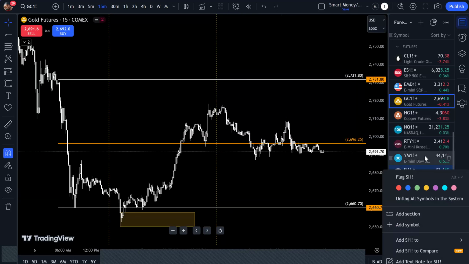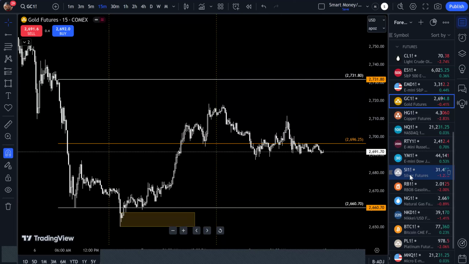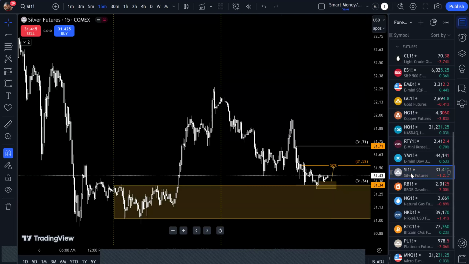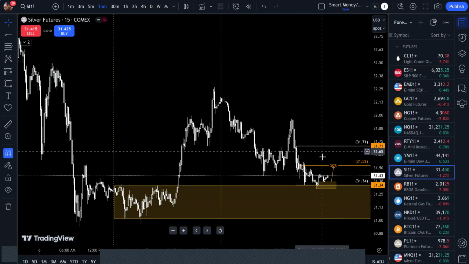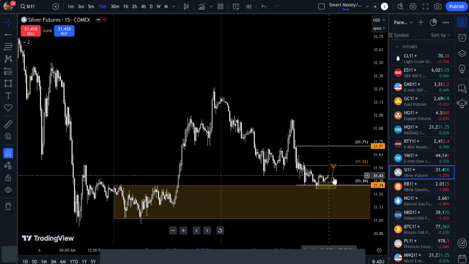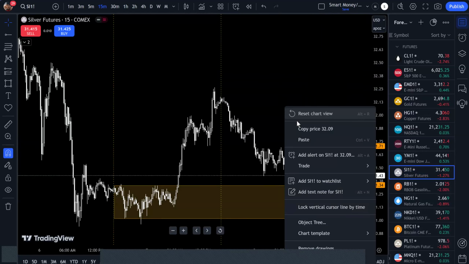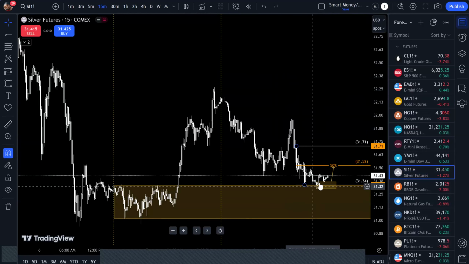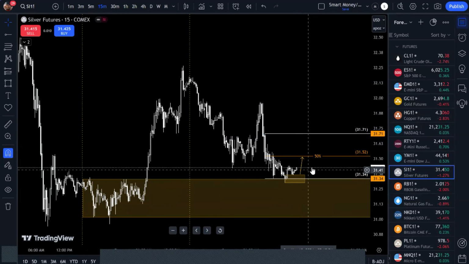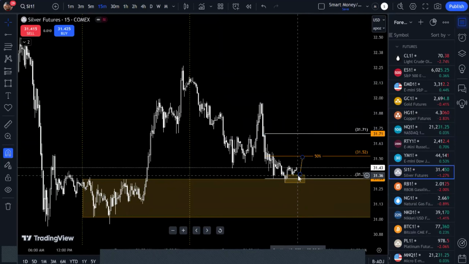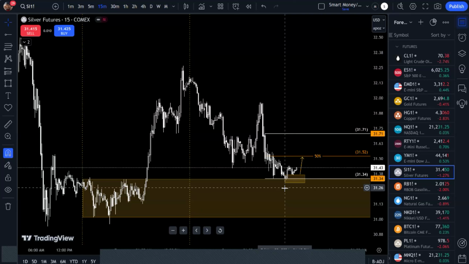All right, let's see if we got one more. Silver, I like silver. I didn't even look at silver today, but obviously I did. This was an entry I was waiting on, and we did get the entry, but I didn't take it because it was close to the end of day. This was 1:30 p.m.